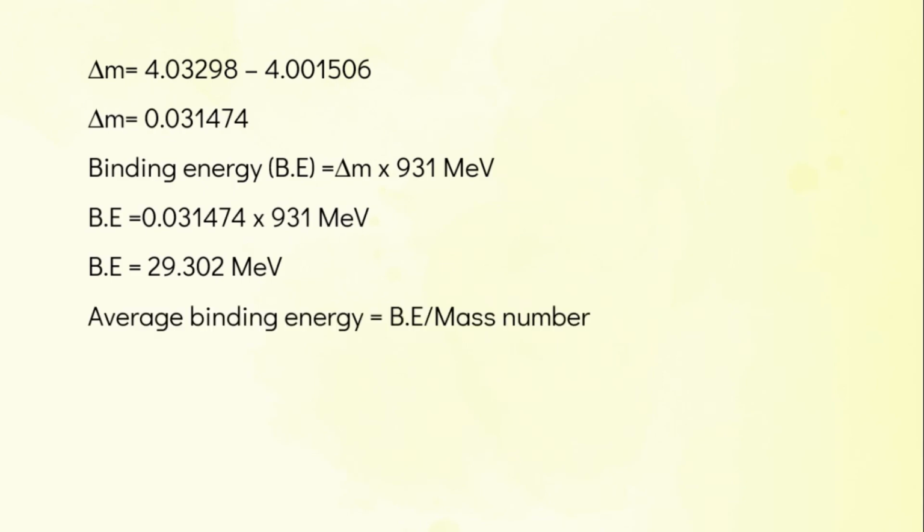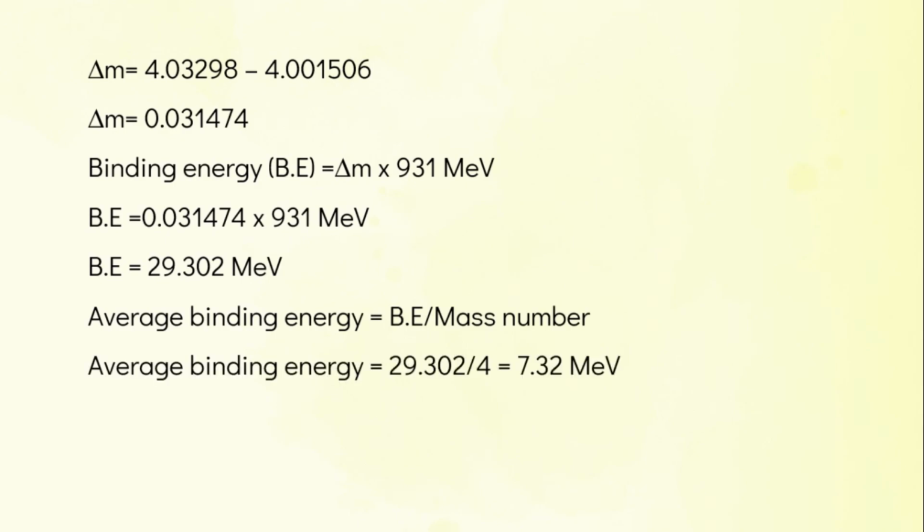It is average binding energy, and we find the average binding energy by dividing the binding energy by the mass number. Mass number here is the mass number of helium. So average binding energy, 29.302 divided by 4, is equal to 7.32 million electron volt. So that is the solution for the question.